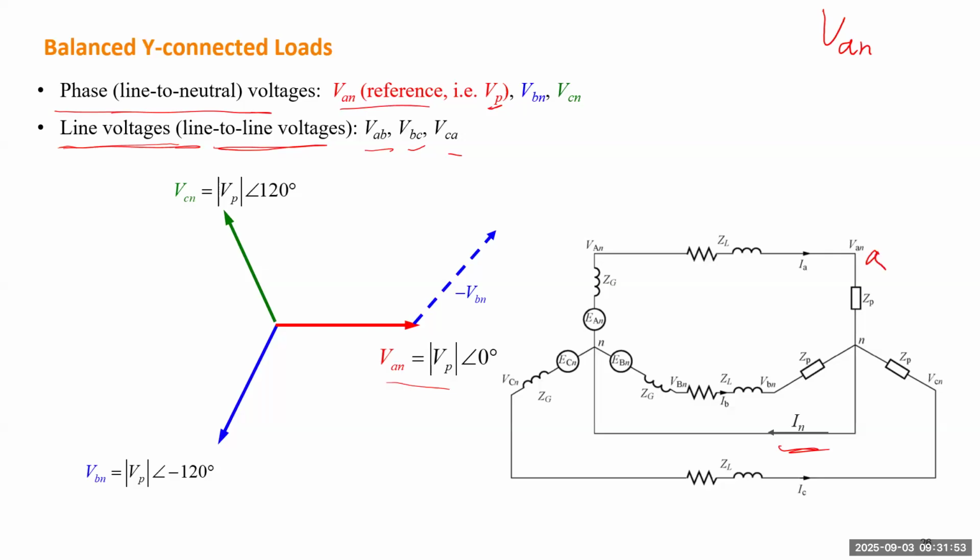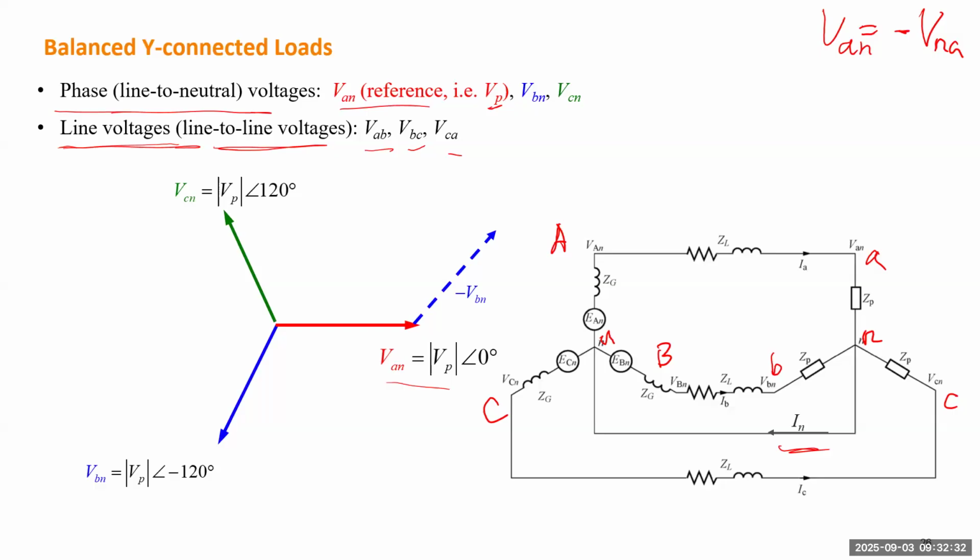So this is A, this is C, and this is B, and this is N. For the source side, this is also N because that's connected through a line. And this terminal is capital A, this is capital C, and this is capital B. Okay, so now it's clear. So the voltage phasor VAN means the voltage difference between A and N, how much A is higher than N. And VNA will be negative. It will be opposite.